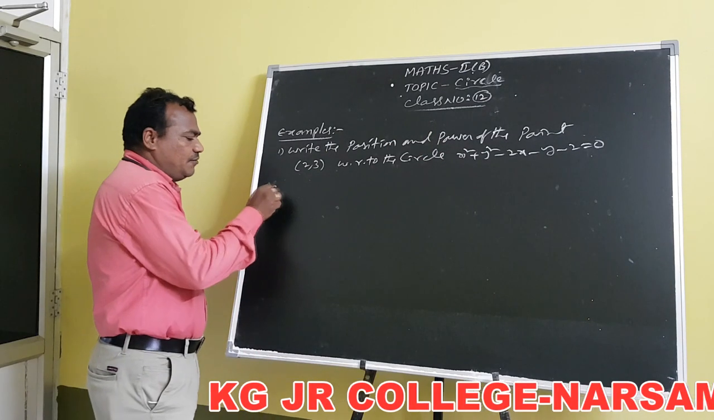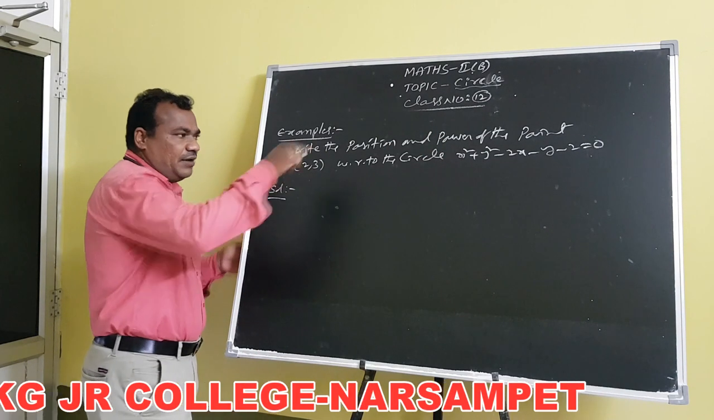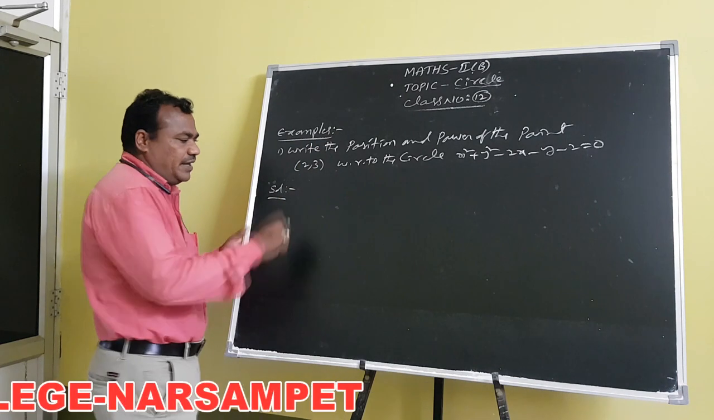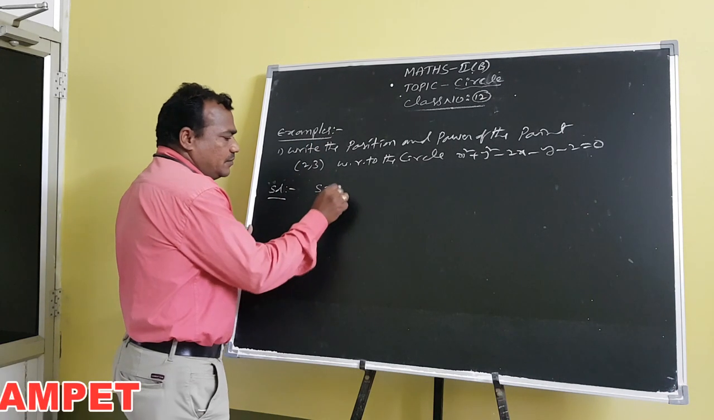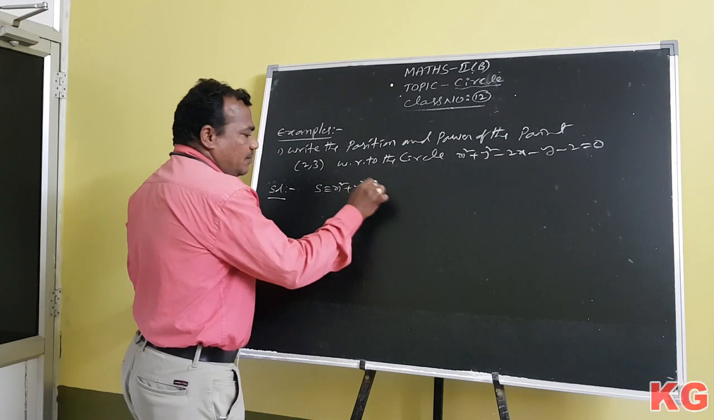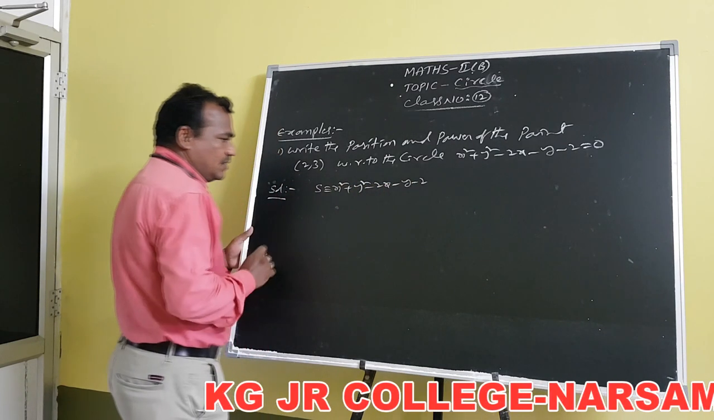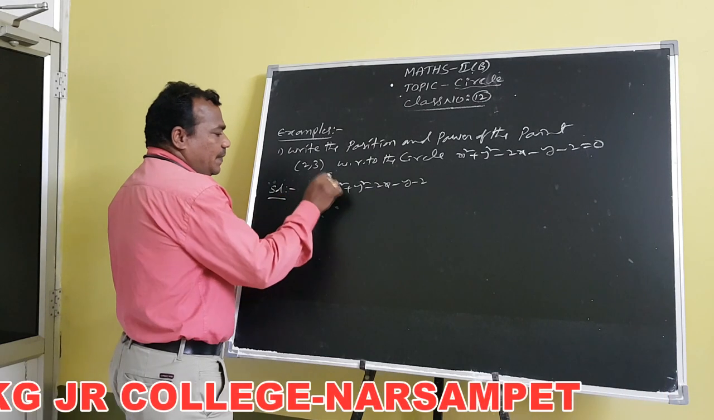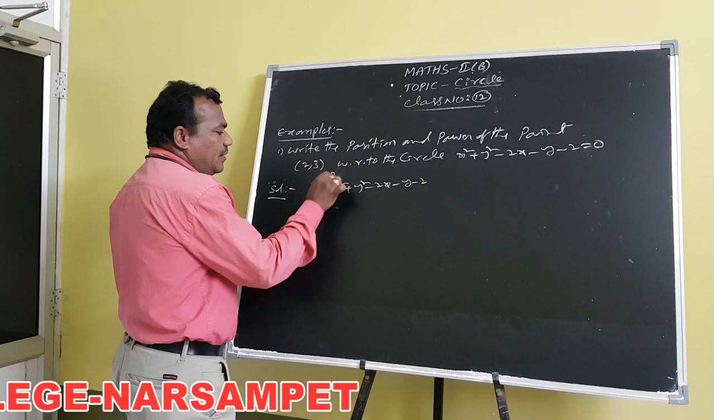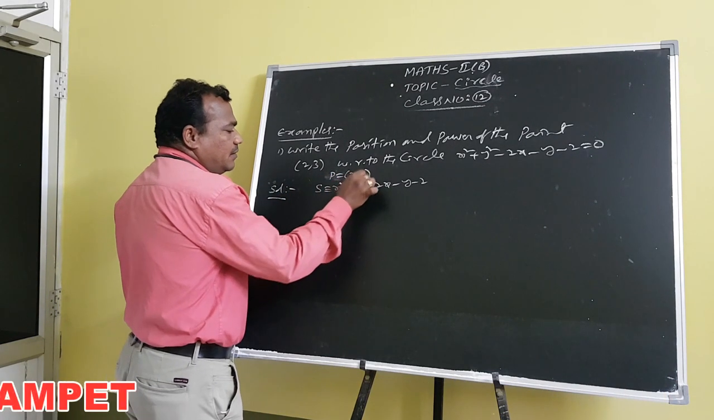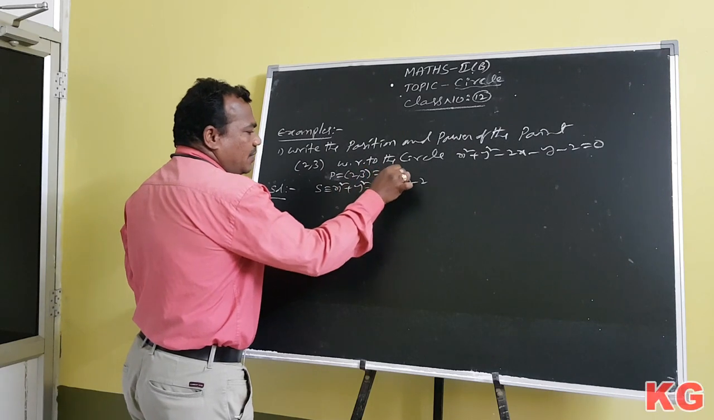Now, here first, we have to take the given circle as S. Here S is equal to x² + y² - 2x - y - 2. The given point is P = (2, 3), so this is (x1, y1).